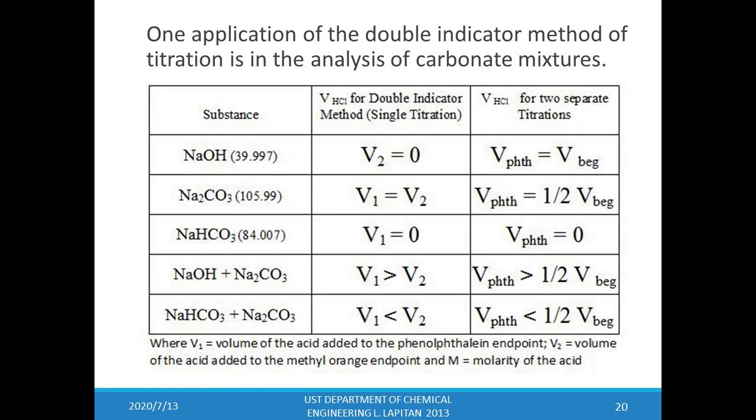This table shows the summary of the volume relationships in the analysis of carbonate mixtures. In this table, the first column presents the chemical species that are present in the medium. Now, the second column is a double indicator carried out in a single vessel. So this means that after reaching the phenolphthalein endpoint, the second indicator is added into the same flask.